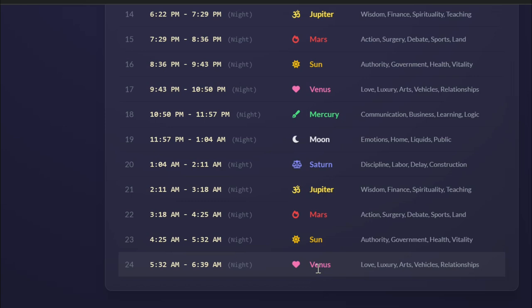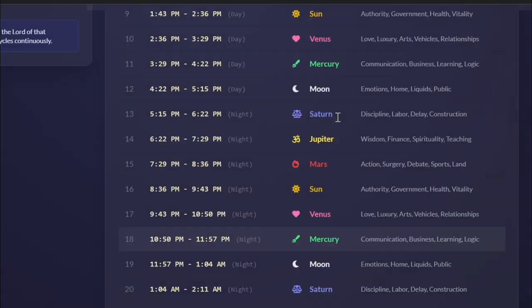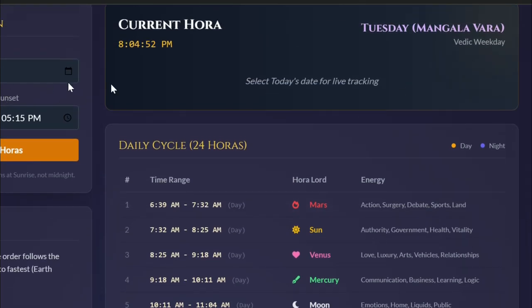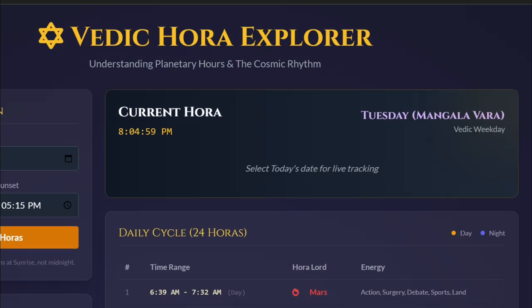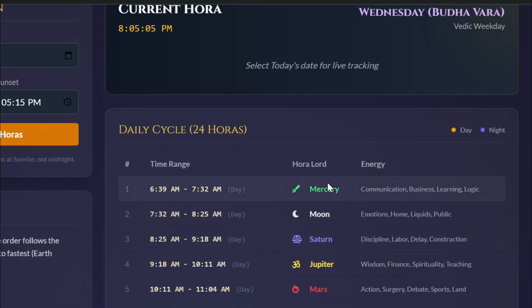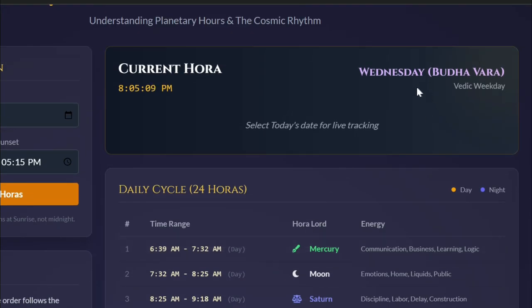So you understood why the day after tomorrow is Wednesday? Why is there Wednesday after Tuesday? Because after Venus there will be the hora of Mercury. So the first hora of the day will decide which day it is called, which vaar it will be. As we saw, on the 2nd the last hora will be of Venus, so on the 3rd the first hora will be of Mercury, and that is why it is Wednesday, Budhwar.